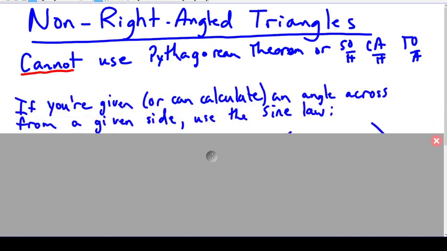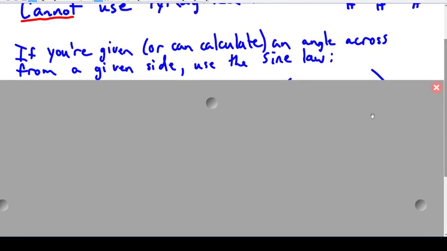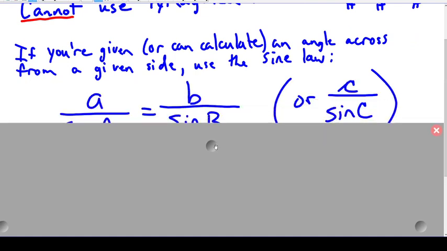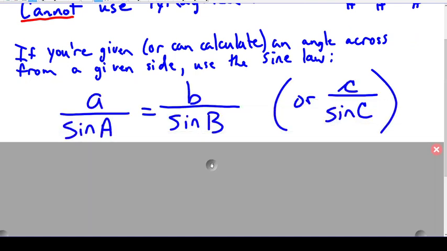Well, if you're given, or you can calculate, an angle across from a given side, that's what tells you to use the sine law. And I'm going to show a picture of that in a second. This is what the sine law looks like. It's a over sine A equals b over sine B, and potentially c over sine C.